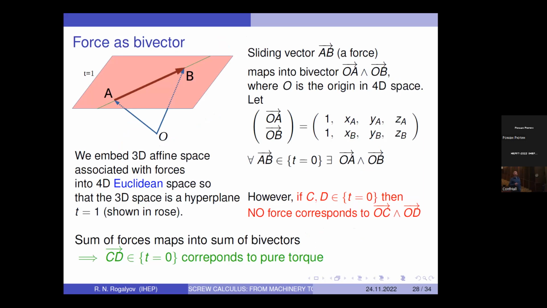We can embed our three-dimensional space, shown in rows here, into four-dimensional space and consider forces as b-vectors in this four-dimensional space. An exceptional case is pure torque. Pure torque in this picture can be described by the plane t equals 0, and it cannot be projected on the plane t equals 1.